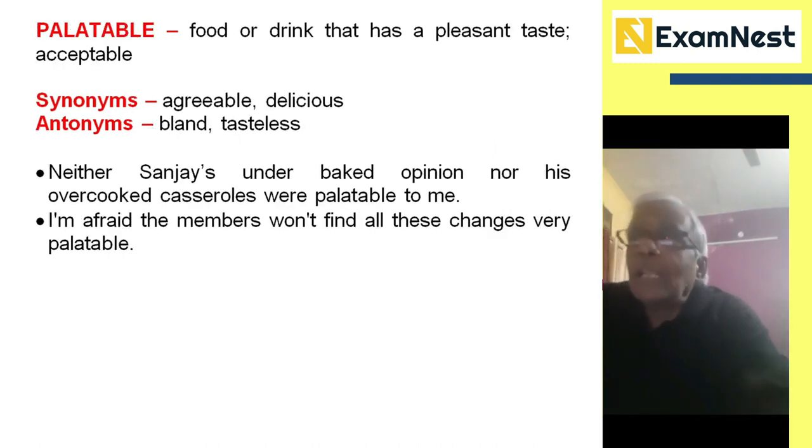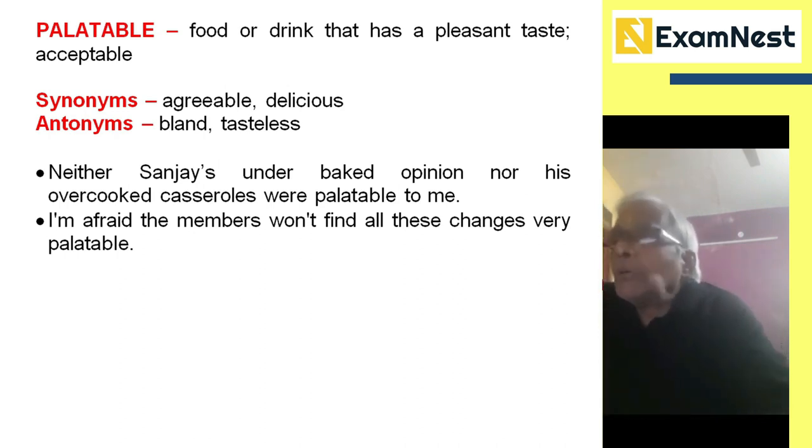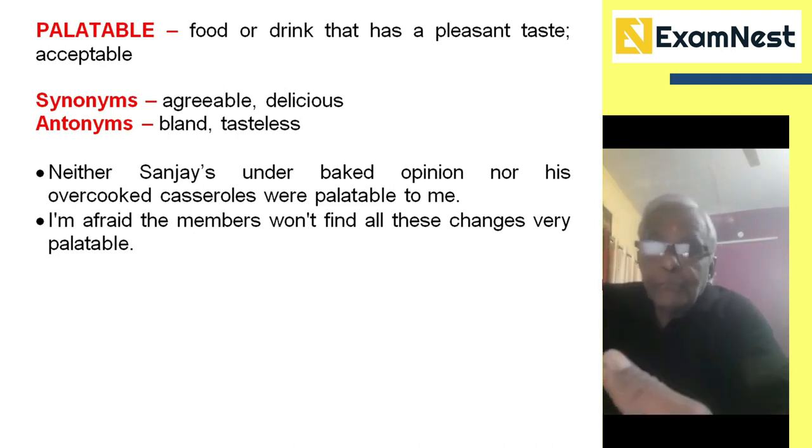The next word is palatable. You use that word for food or drink that has a pleasant taste, acceptable. I think it's a word that is formed out of the palate. The palate is the upper roof, the roof of the mouth, you see, that is the palate. So something palatable, food or drink, is something which is potable, acceptable, agreeable, delicious, pleasant to taste. Even when you're talking about an action or proposal that is acceptable or satisfactory, you say, well, that was palatable to us.